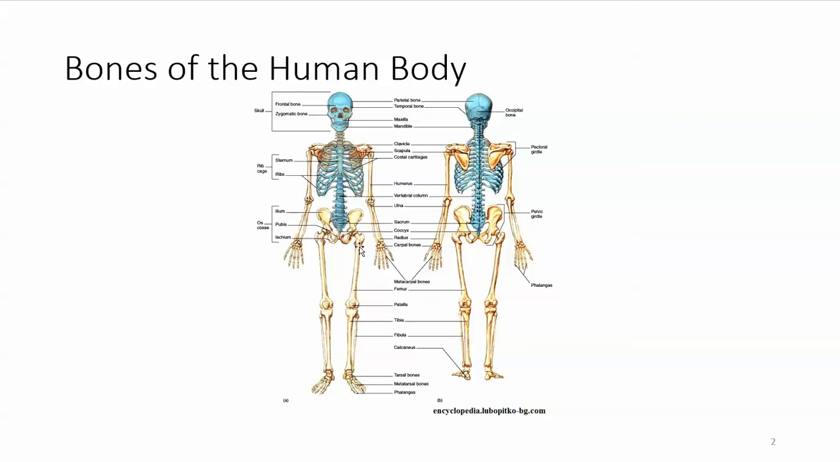The femur is the thigh bone. Patella you'll find in the knee. The tibia, lower leg, larger bone. Fibula, lower leg, smaller bone. The calcaneus is the heel bone. Then you have the tarsals. These are your ankle bones in the upper foot. The metatarsals form the arch of the foot, and the phalanges are the toes.